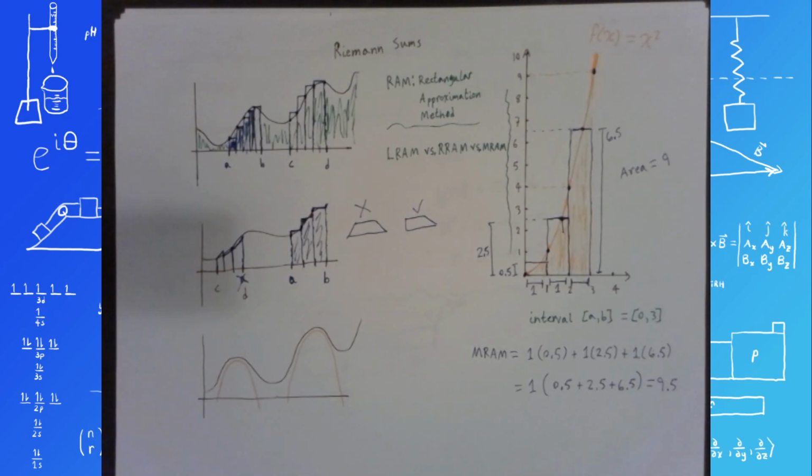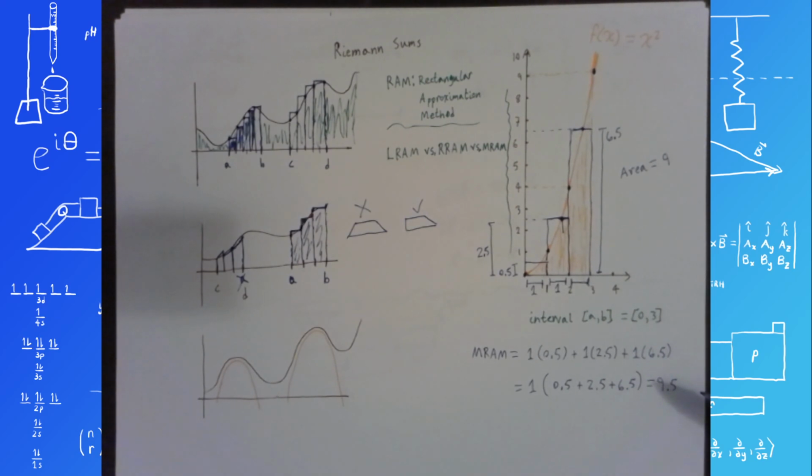If I were to hypothetically come up with a way where I could have an infinite number of rectangles, then I could minimize the error all the way down to 0. And that's what calculus allows you to do.